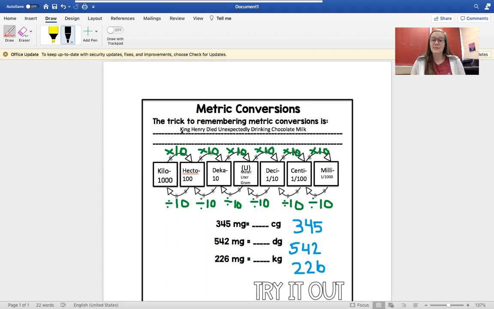And the three units that we can use are meter, liter, and gram. So you can see them filled in our chart, just like we were saying. King Henry died unexpectedly drinking chocolate milk. You start at kilo and you go all the way to milli. That's a cute, funny little saying, it just helps you remember the order of the metric system, okay? And like I said, your units are meter, liter, and gram.